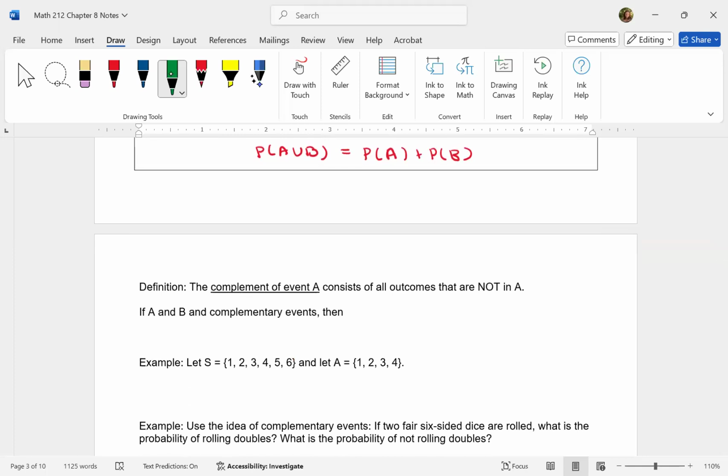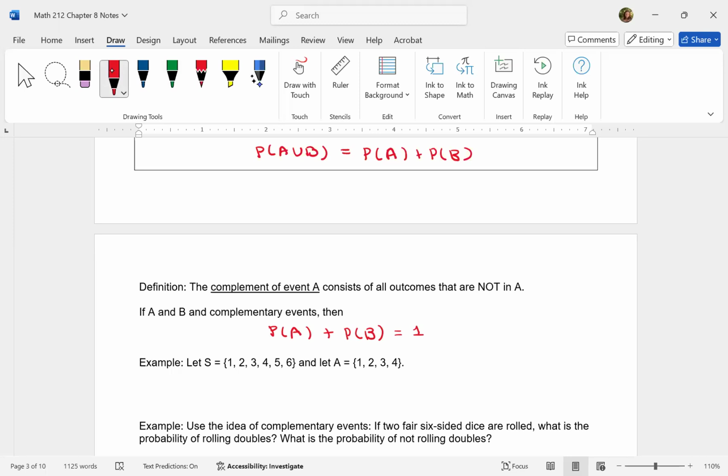Okay, now I alluded to this up there as well, and so now we're going to talk about the complement of an event. The complement of an event consists of all outcomes that are not in A. Okay, so if two events are complements of each other, that means their outcomes are every other possibility. So anything not in A is going to be left over for the complement, and they will combine to be every possibility. Okay, so their probabilities will add up to 1.